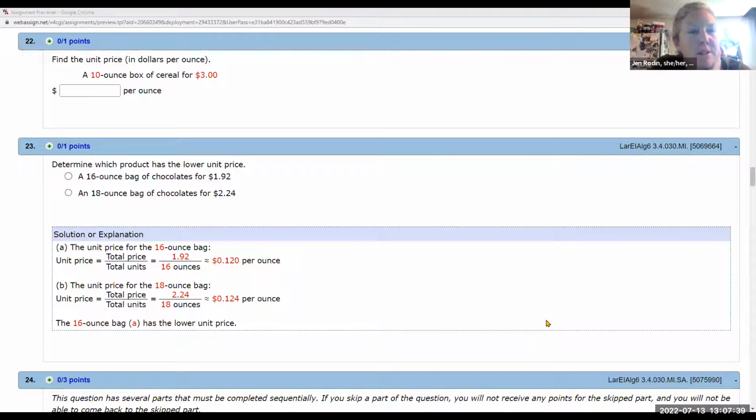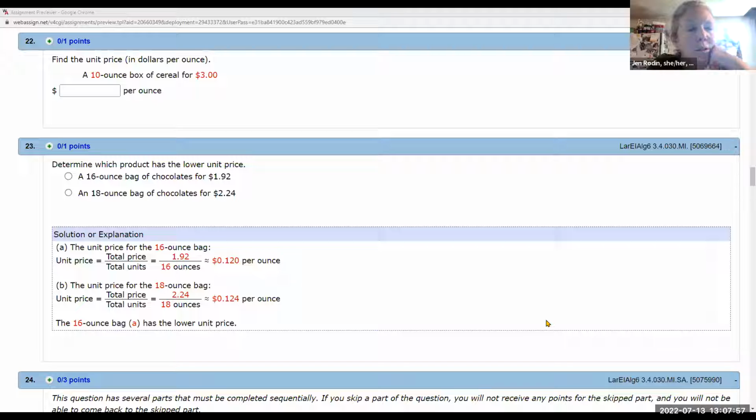I just wanted to show you this. This is a couple of the unit price problems in WebAssign. I thought that would be an easy way to show that to you, because then I'm going to show you something else in WebAssign about how to enter the answers on the number lines for the inequalities.